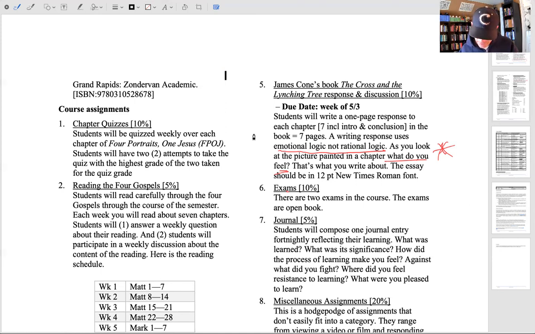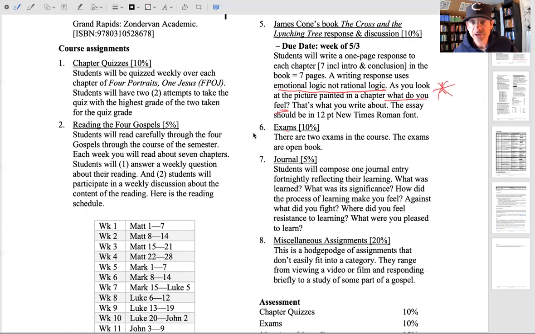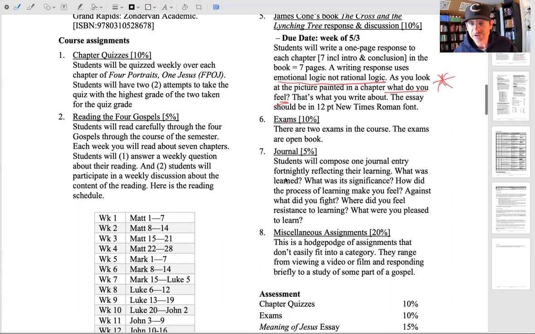There'll be 2 exams. The exams are open book, so they're only worth 10% because it's open book. Journal: students will compose one journal entry fortnightly, reflecting on their learning. Fortnightly is a British way of saying every 2 weeks, if you didn't know that.